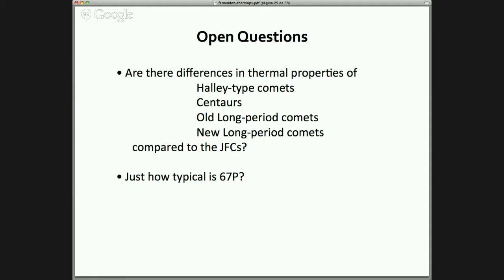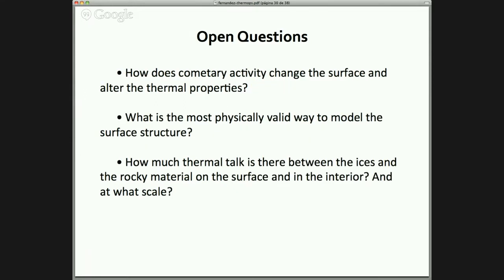And some things that maybe will come up during discussion today. How does cometary activity change the surface and alter the thermal properties? What is the most physically valid way to model the surface structure on a cometary surface? How much thermal crosstalk is there between the ices and the rock material on the surface and in the interior? And at what length scale does that crosstalk happen? These are all things that are important for understanding the basic idea behind what's going on with the thermal emission. So thank you.